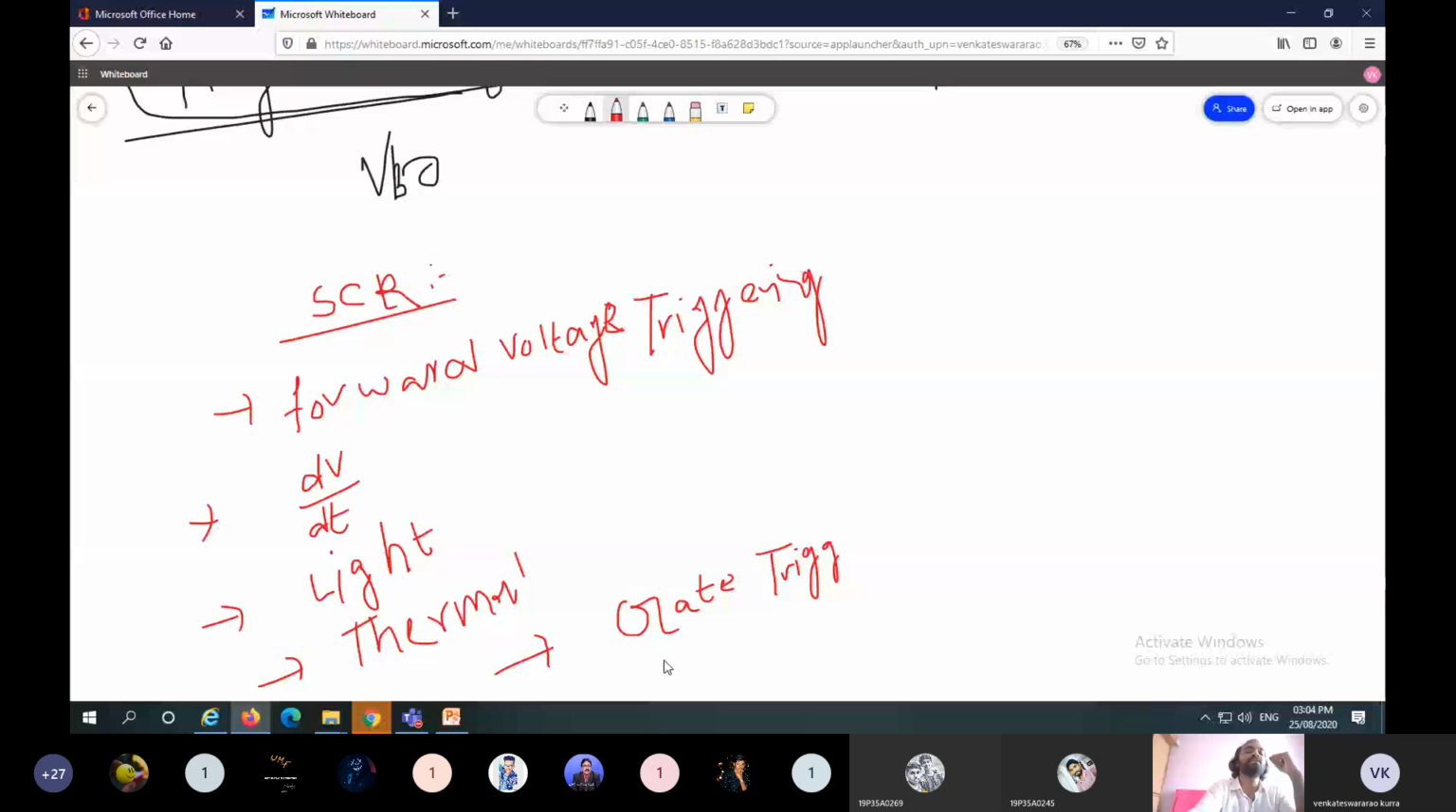Out of 5 methods, which method is preferable? dV by dt, sir. dV by dt. There is a chance of damage to the device due to a high change in voltage. Gate triggering, sir. Gate triggering is the best method out of 5 methods, and it is the safest method.